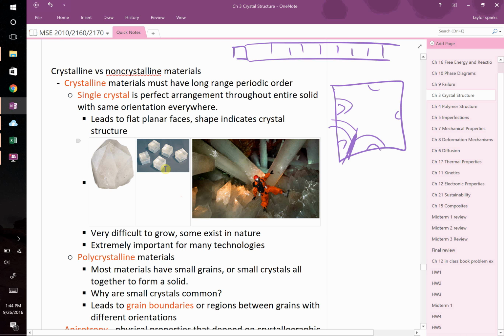But some things are easy to grow. Actually, Emily, what's the status of our sugar crystals? Are they in your locker still, growing? We should bring those back.